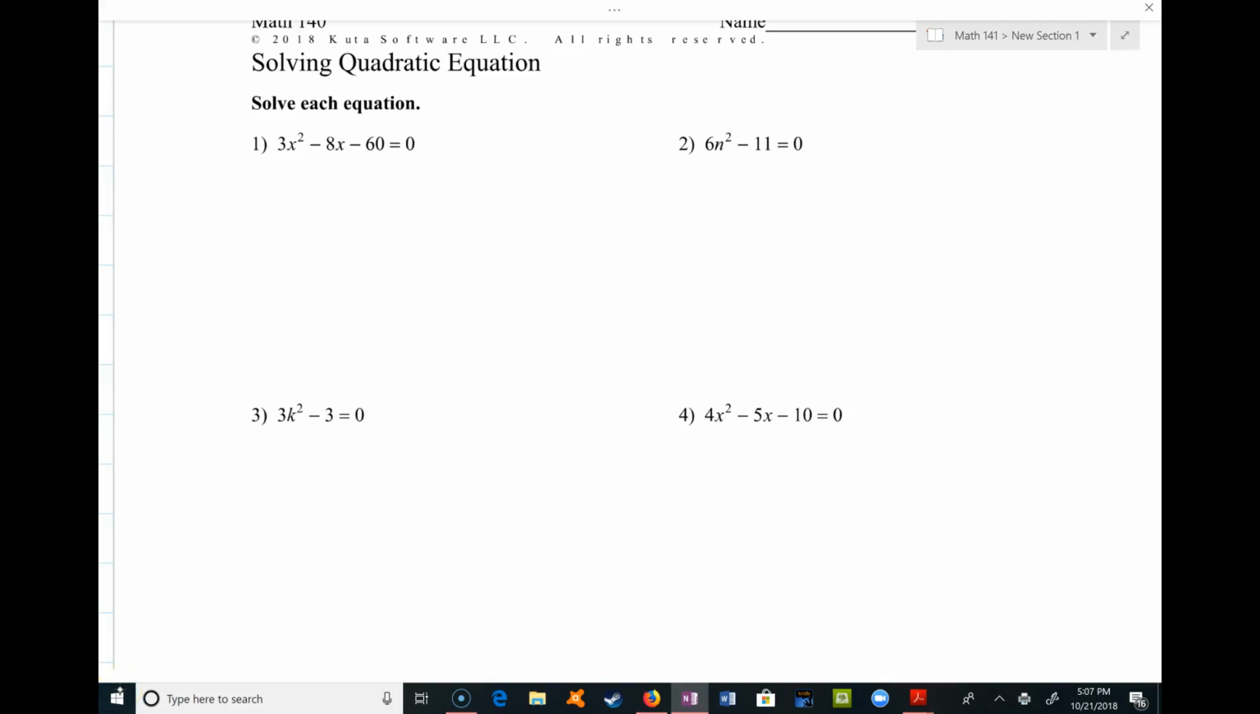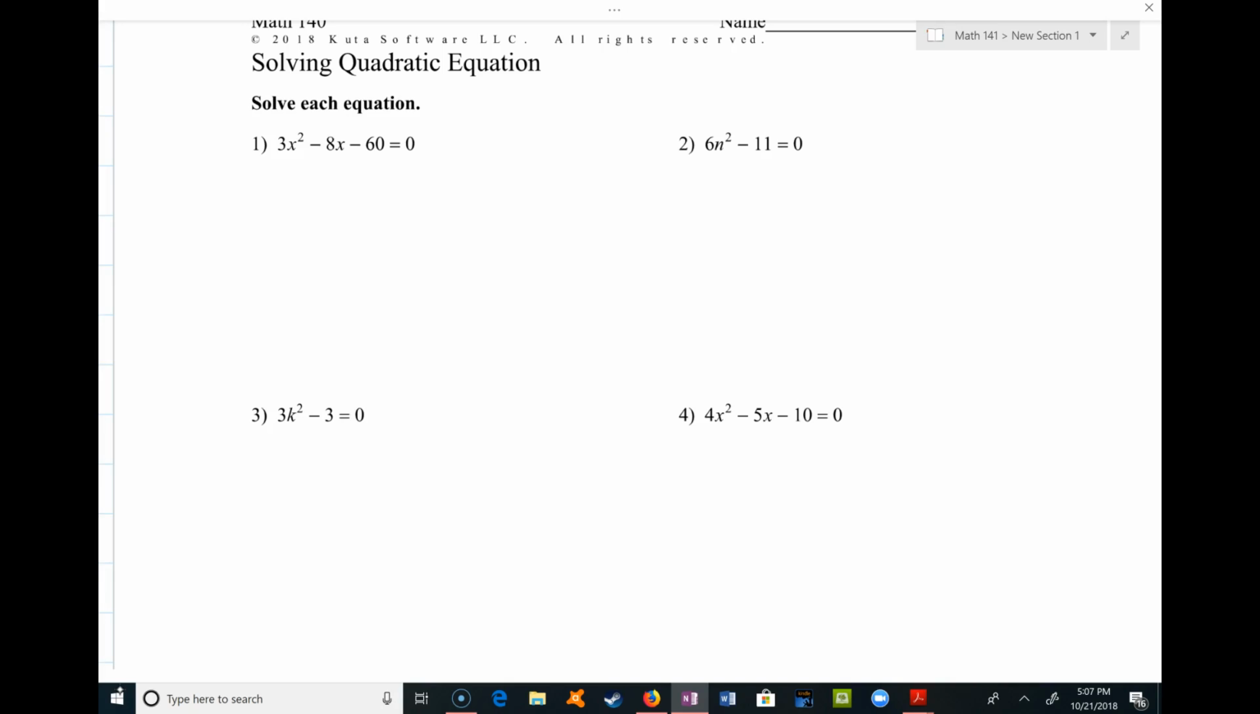Okay, in this video I'm going to be working through worksheet 5.5, I think it is, solving just a bunch of quadratic equations in all different methods. So this first one, I've got 3x squared minus 8x minus 60 equals 0.